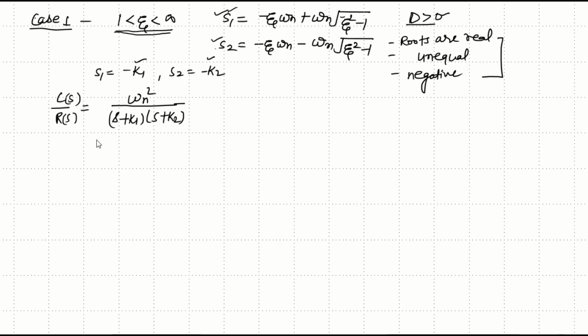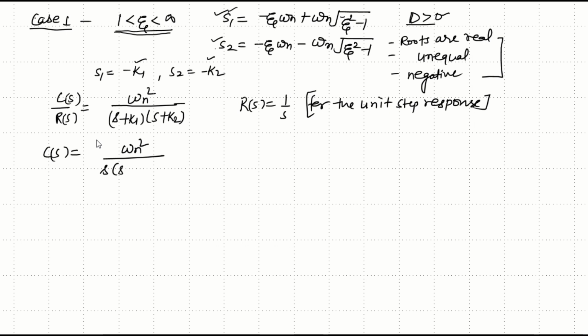Now, what will be the step response of this second order system? For the unit step response, the value of Rs is 1 by s. So in this case, the value of Cs will be, let me cross multiply this, omega n square divided by s plus k1, s plus k2.